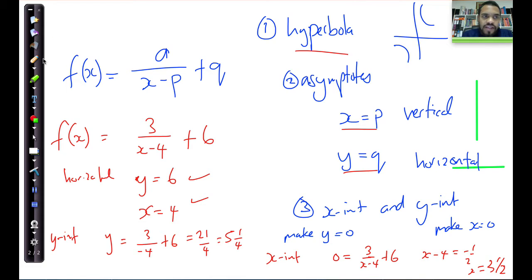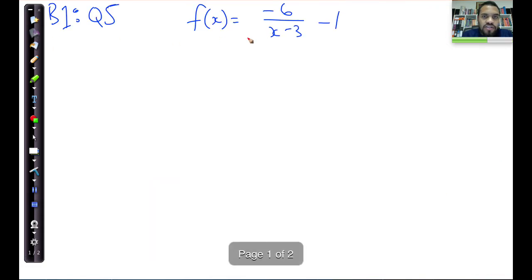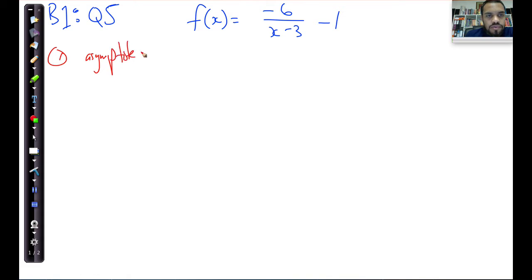So I'm going to go back to the previous page, and then we are going to continue with our question over here. So let's start with our asymptotes. Right, I'm going to just put it on as 1. What do we know about our asymptotes? Firstly, the vertical asymptote is going to be the one with x equals 3 is one of them. And then the horizontal asymptote, I'm going to put v there. The horizontal asymptote is going to be y equals -1.